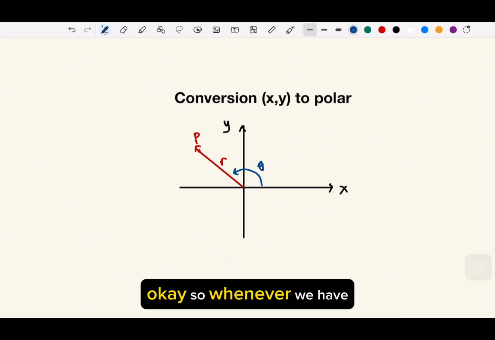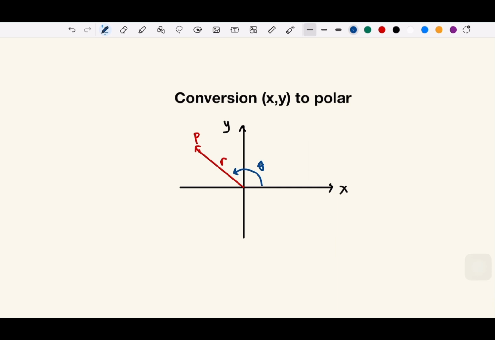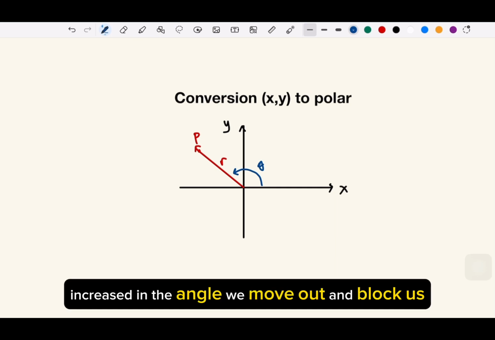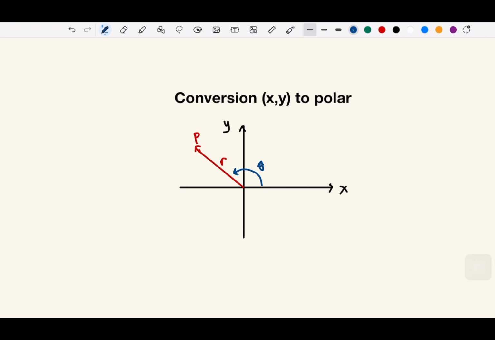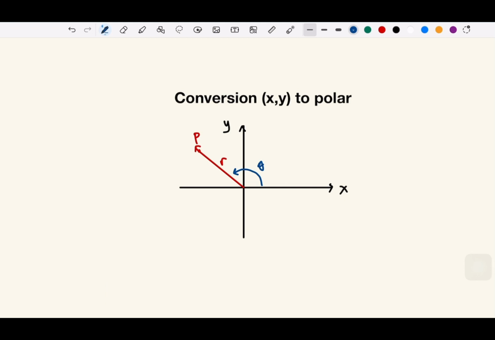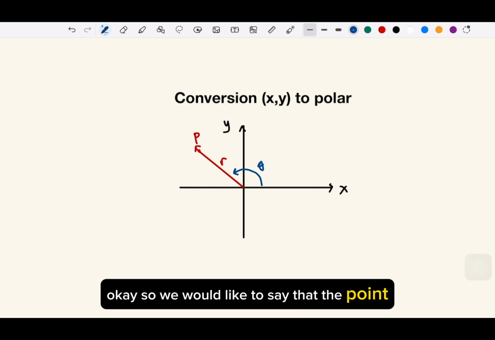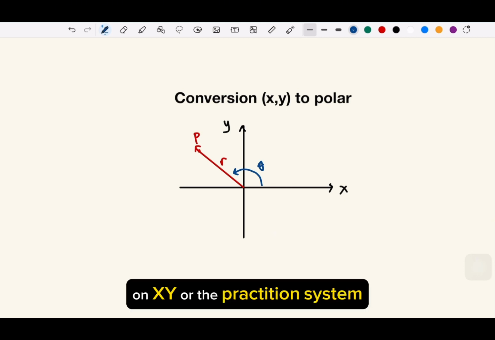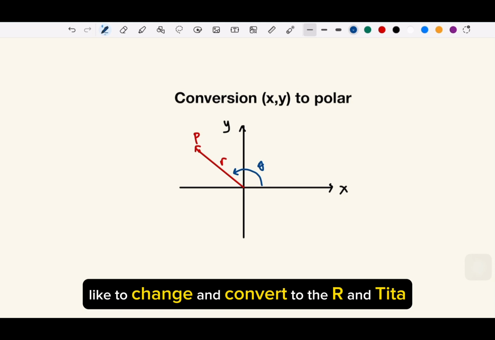Okay, so whenever we have an increase in the angle, we move counterclockwise. That's a positive angle. If we move clockwise, we have a negative angle. Okay, so we would like to say that the point in the xy or Cartesian system, we would like to change and convert to r and theta.